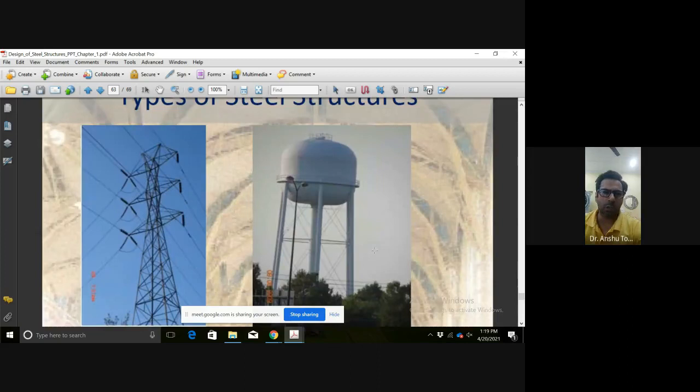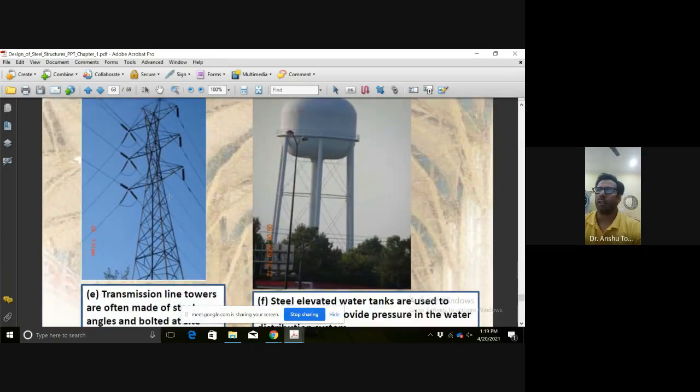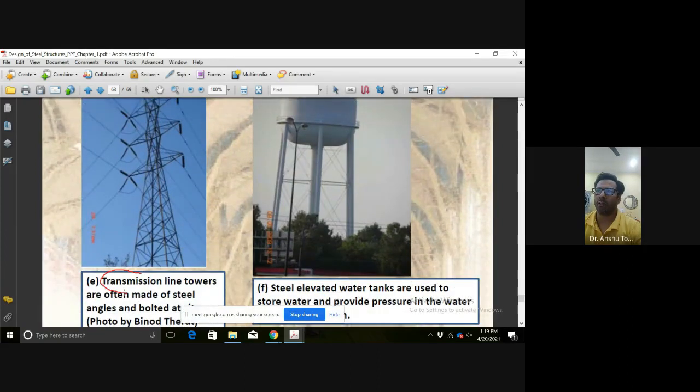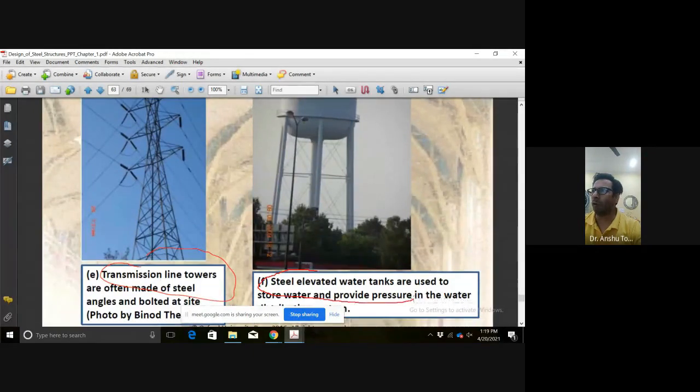These are the other uses of steel structures: transmission line towers, steel elevated water tanks. Because of their strength and their behavior in earthquake, behavior in tension is better, because during an earthquake the tensile behavior is the most important.